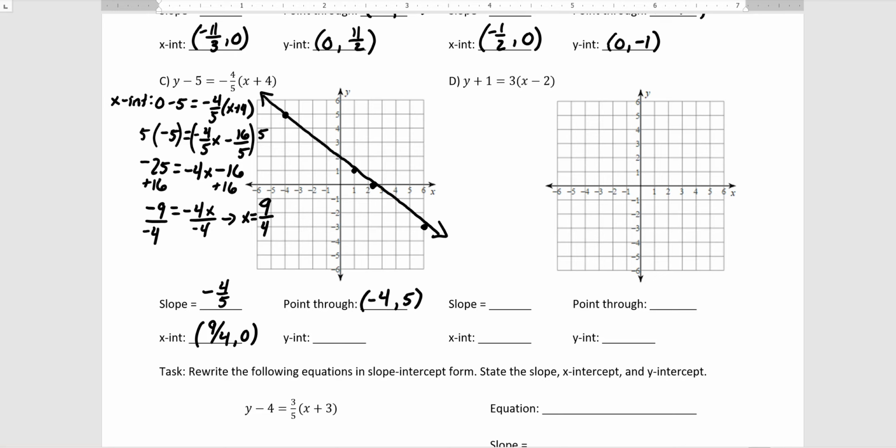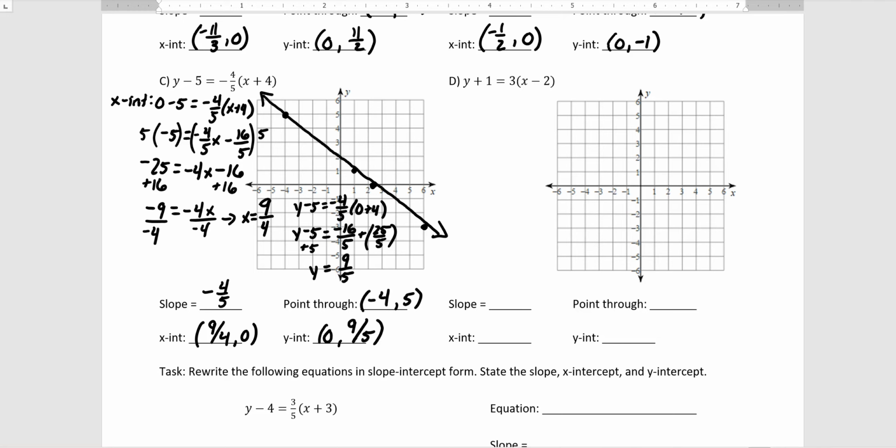Let's try it here. So to find my y-intercept, I'll set x equal to 0. So y minus 5 equals negative 4/5 times 0 plus 4. So y minus 5 is just not going to change yet, but 0 plus 4 is just 4. So what's negative 4/5 times 4? Well, that'd be negative 16/5. If I add 5 here, that'd be the same as adding 25/5. Negative 16 plus 25 is 9/5. So my answer here would be 0, 9/5. Fantastic.